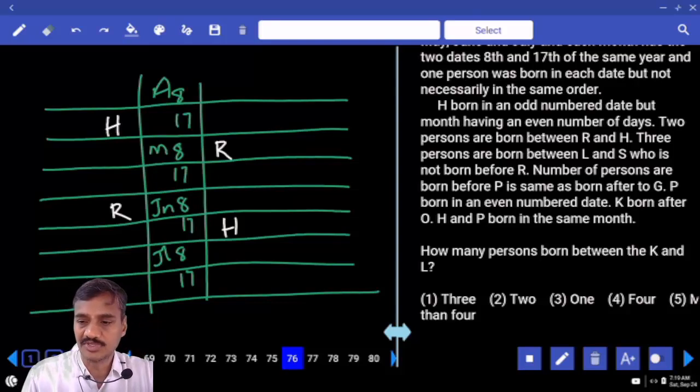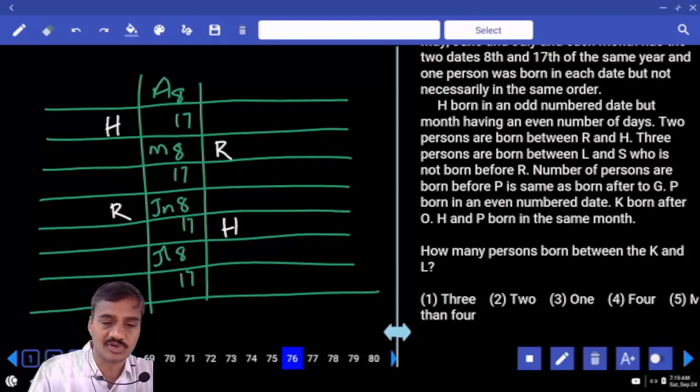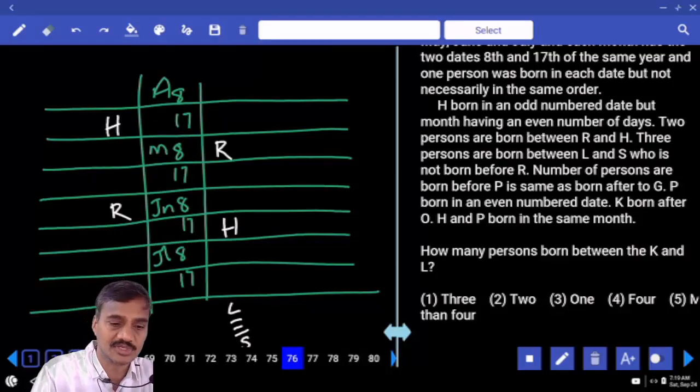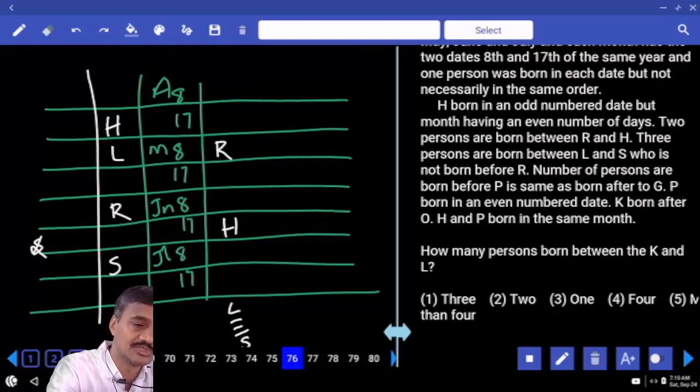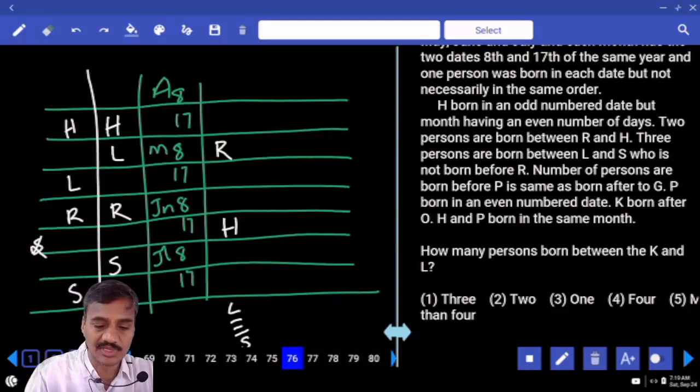Next, 3 persons between L and S, and S is not born before R. S is after this R. If S is after this R, how many persons are there in between L and S? There are exactly 3 persons. That means obviously L must be before this S. If S is here, 3 persons between S and L is not possible. Hence if S is here, 1, 2, 3, L is here, one possibility. Then what is the next possibility? H is here, R is here. Then if S is here, 3 persons between S and L is here.